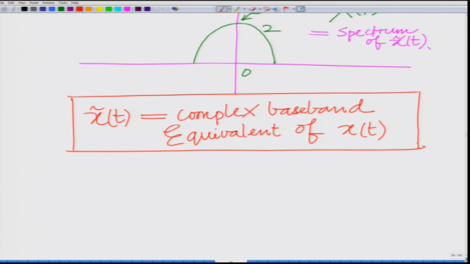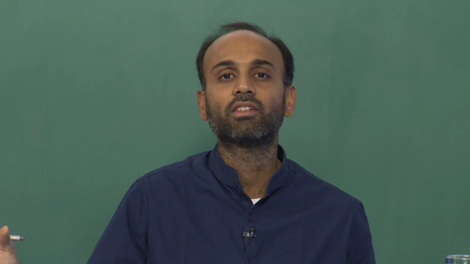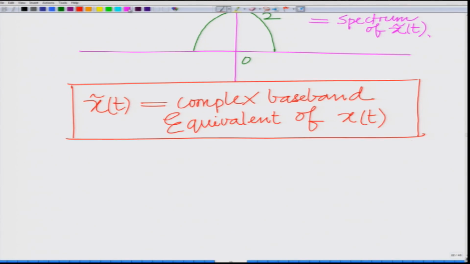And it has a spectrum which is the positive sideband, the band corresponding to the positive frequencies, shifted to the 0 frequency and scaled by a factor of 2. Further, also note that this x tilde t is also known as the complex envelope of x t. It is a complex baseband equivalent. It is also known as the complex envelope of x t. This is also another term.